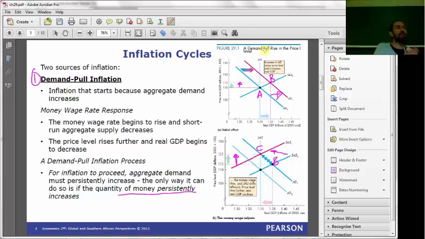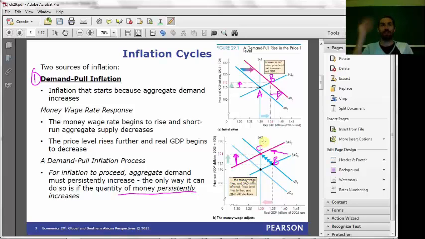So if we have a continuous increase in government spending, a continuous increase in aggregate demand, but without any economic growth, without any increase in output, what can we expect to see? Just continuous increases in prices. And that's what we would call demand pull inflation. And if it just continues and continues, we can get into a demand pull inflation spiral.